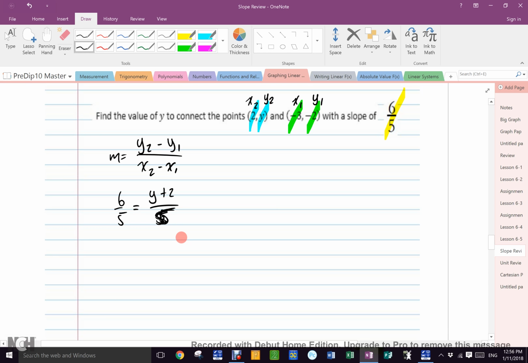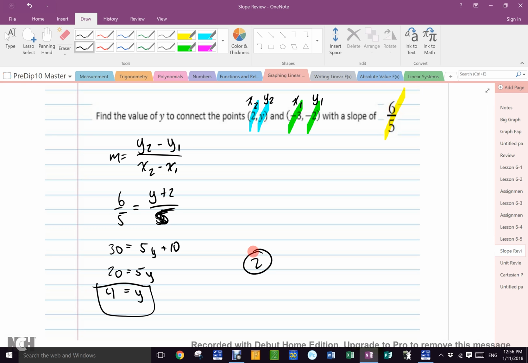And then, of course, you cross multiply: 30 equals 5y plus 10. 20 equals 5y, and y equals 4 for 2 marks. Because, of course, you had to remember how to find a slope and then actually apply it. Any questions there? Why is there? Pardon me? Oh, is it? Yes.